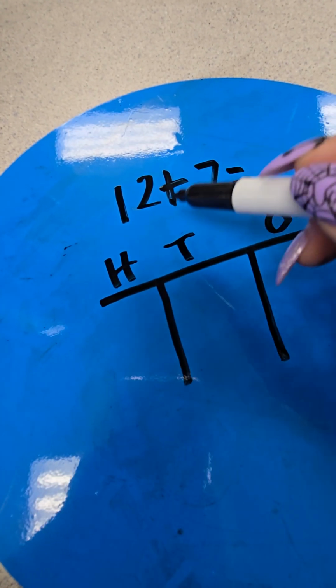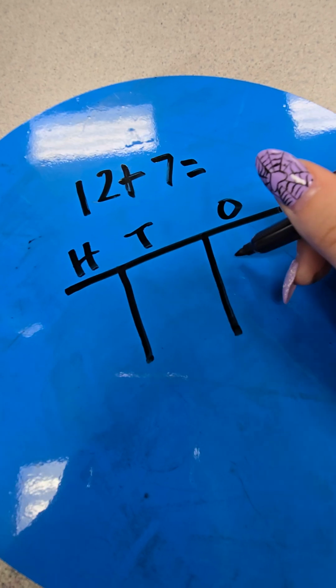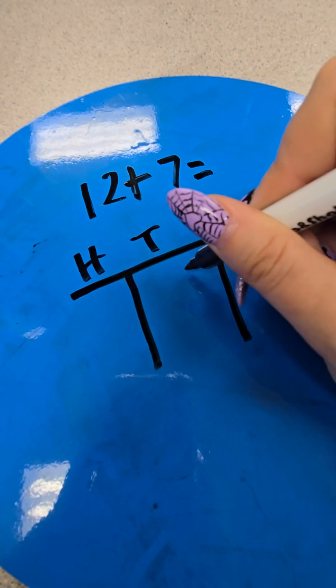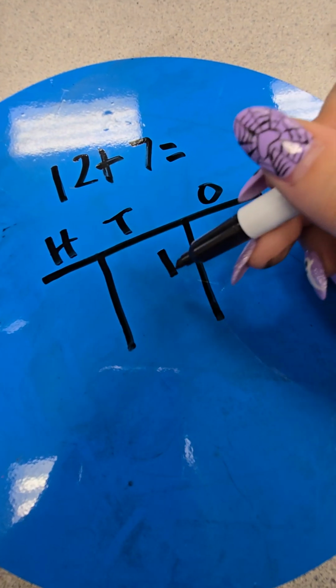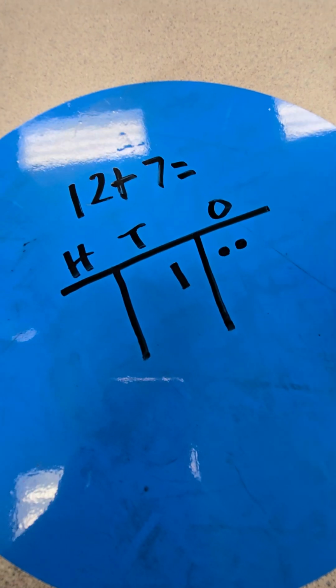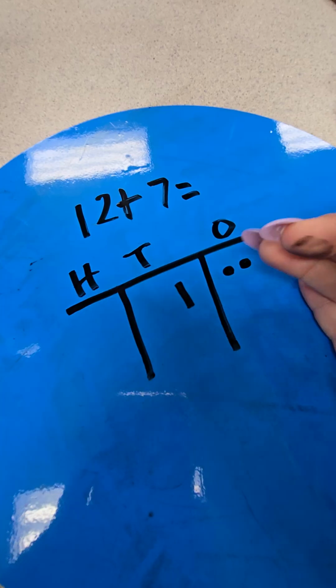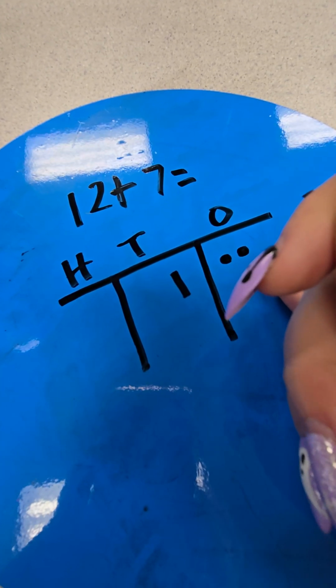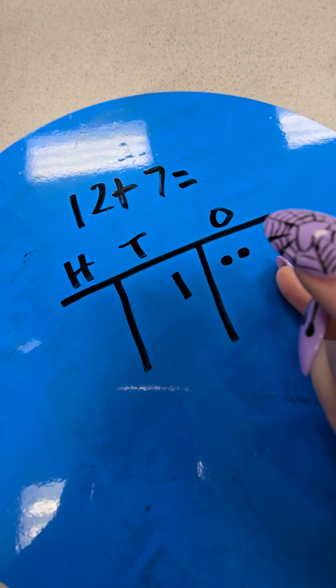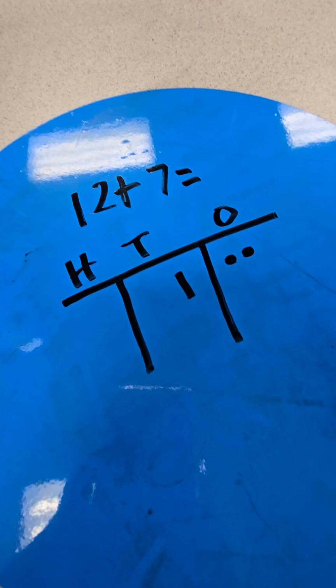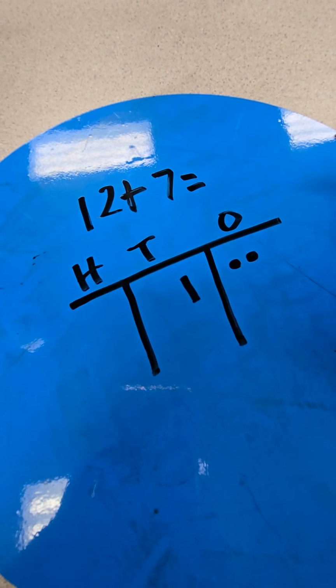I personally like to start at the 2 and draw the 2 ones first, and then add the tens. So I have 10, 11, 12. The reason I do that is because as we add, we're always going to start in the ones place. As we subtract, we're always going to start in the ones place. So if we draw the ones place first, it reminds us where to be.